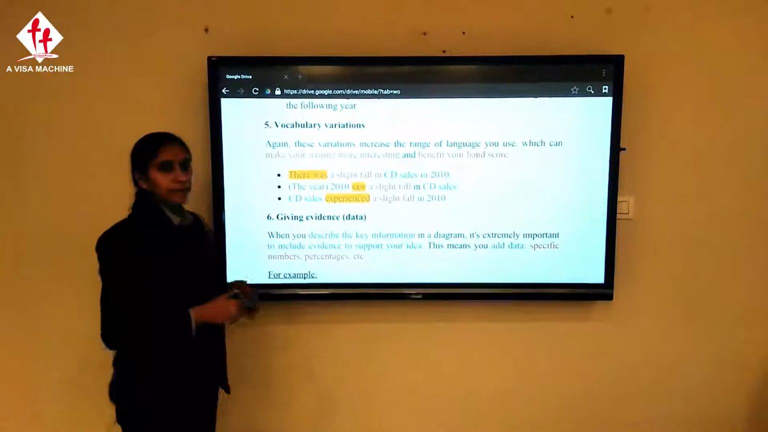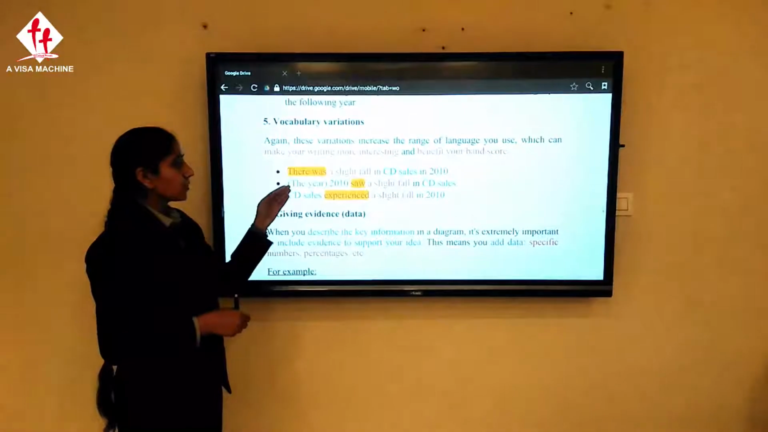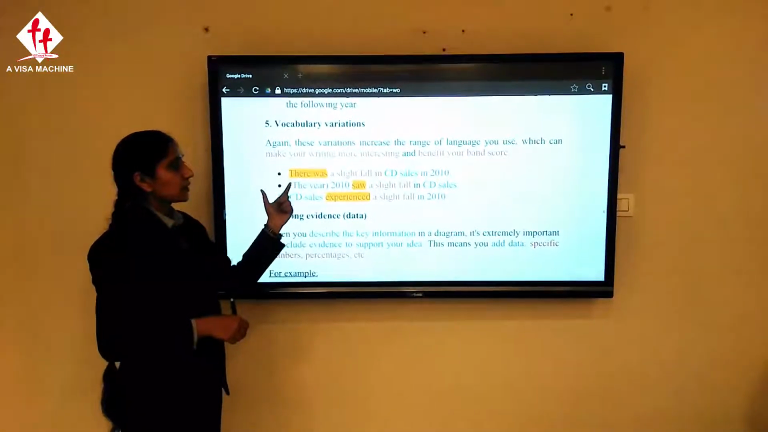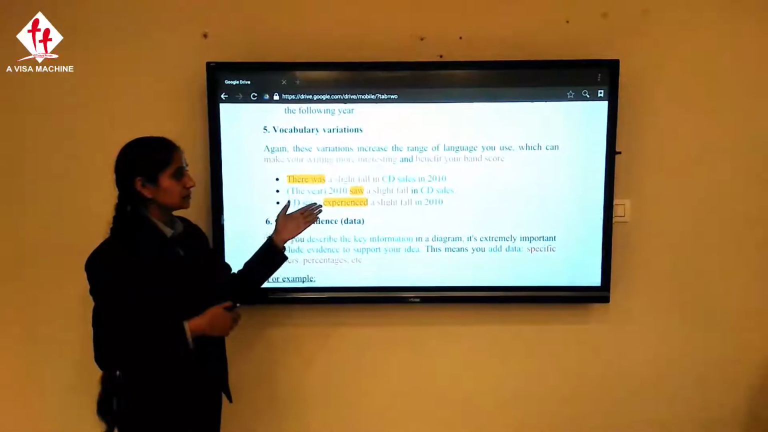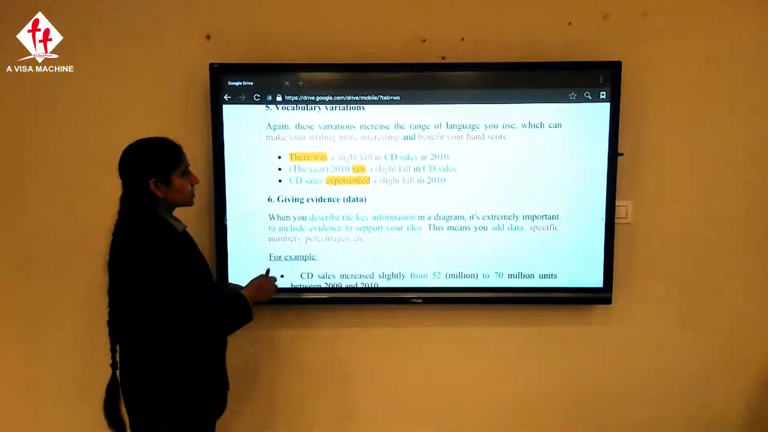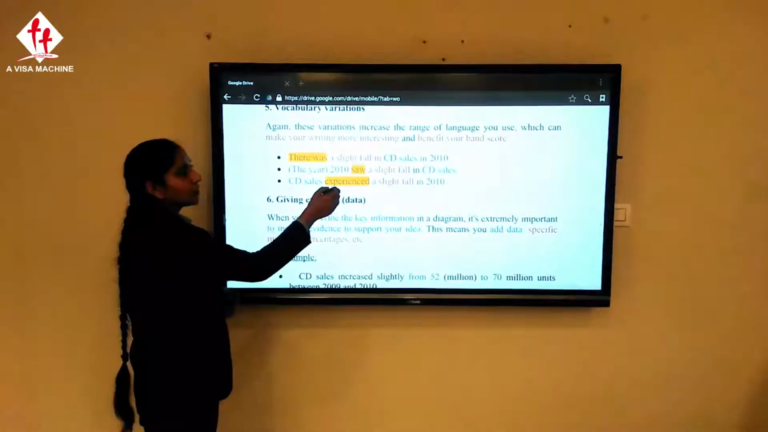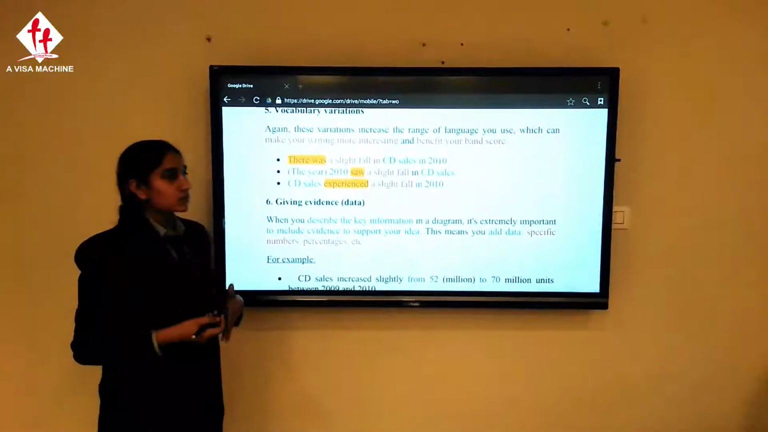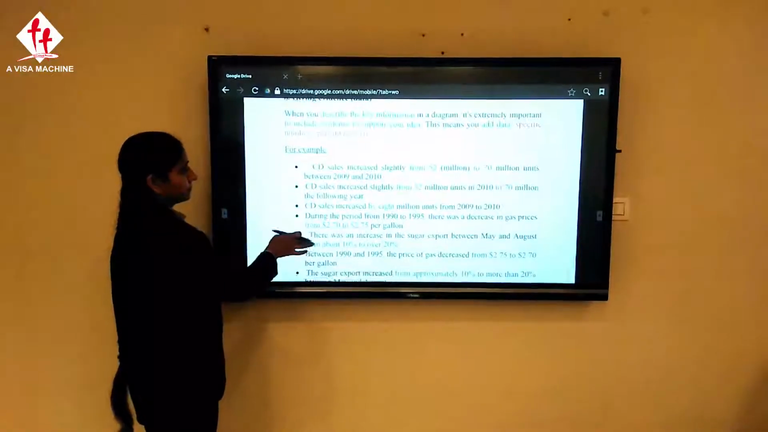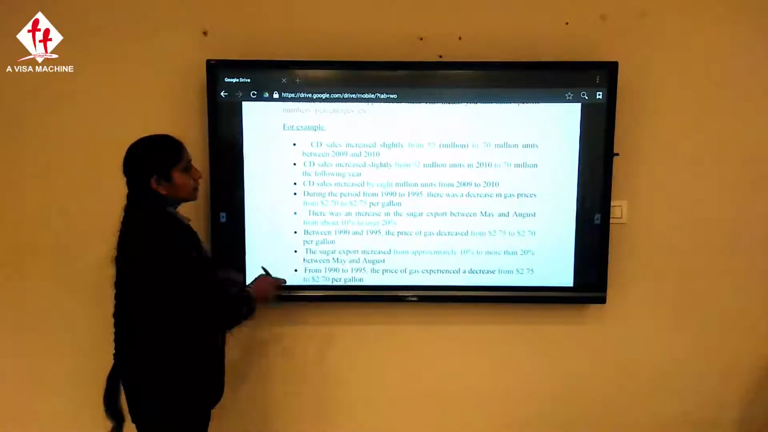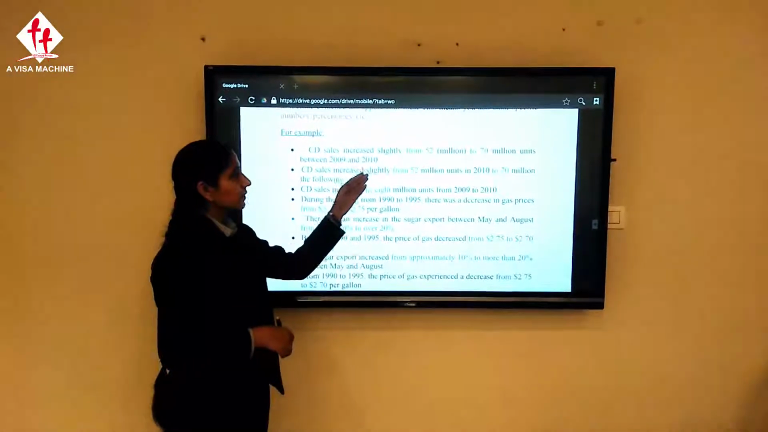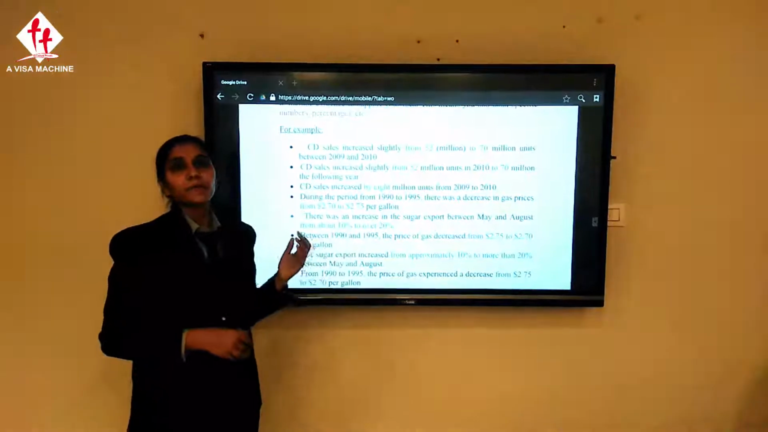These are again some vocabulary variations, like there was. They can use this to start their line. There was a slight fall in CD sales or consumption of food in what year. Same, they can write the year first and saw a slight fall in CD sales or consumption of food. Or they can also give examples like CD sales increased slightly from what million up to what million.